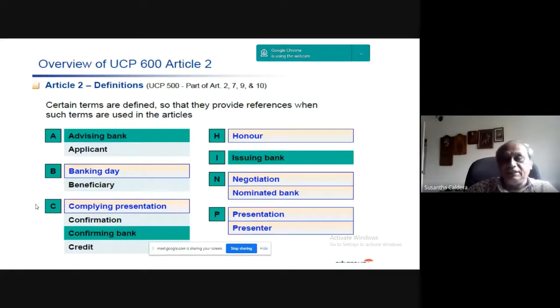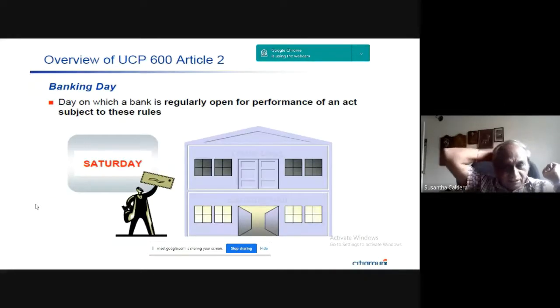You can see under each sub-article we have descriptive details given for certain definitions, right? Article 2, banking day. Banking day is a day on which a bank is regularly open for performance of an act subject to these rules.